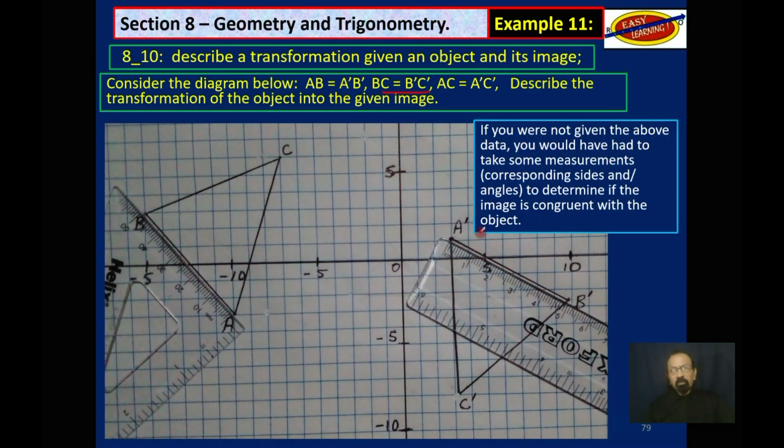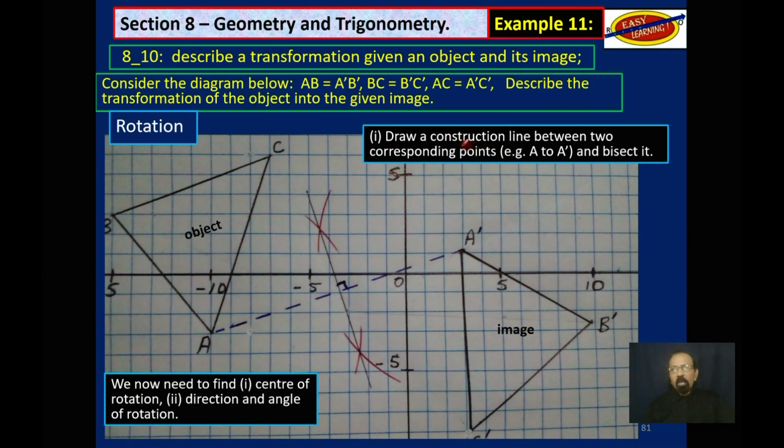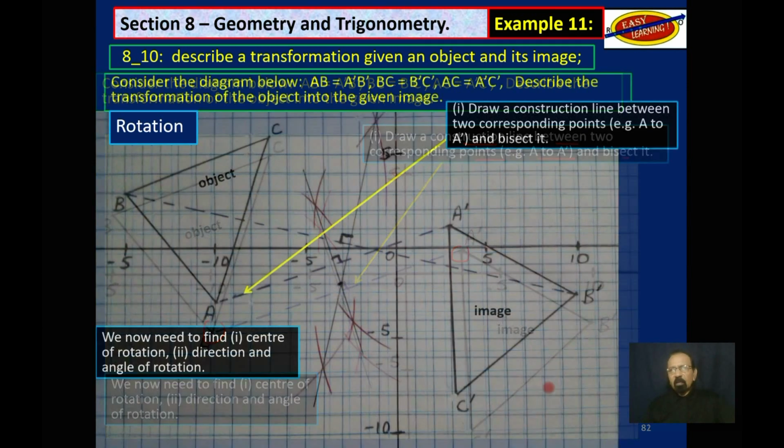So you can measure the 3 sides, or you can measure 2 sides and the included angle. From the given data, the image is congruent with the object. All 3 corresponding sides are equal. So draw a construction line between 2 corresponding points, say A and A prime, and bisect it. A and A prime bisected, which is the bisector.